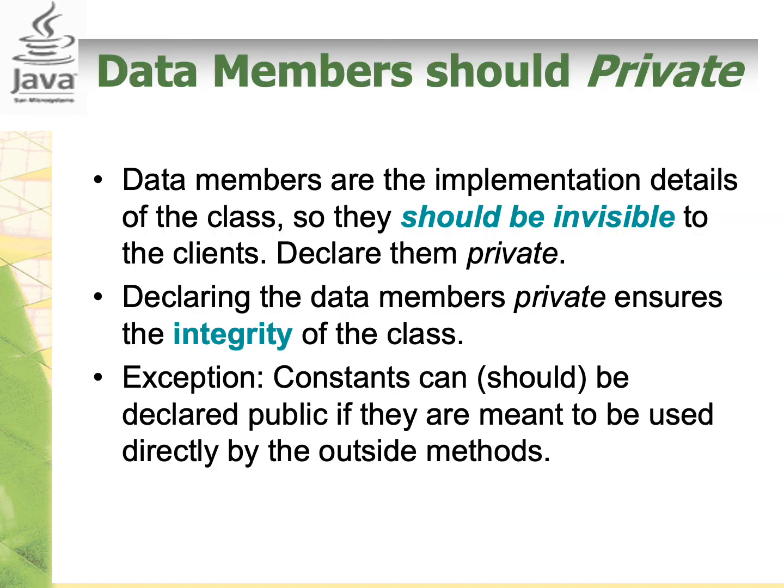Going back to the access modifier, why should we use private? Data members are the implementation details of the class, so they should be invisible to the user. Declare them as private. If a data member is declared public, then the user can make changes directly that can affect the internal operation adversely. Hide the component that needs to be hidden to maintain the integrity of the class.